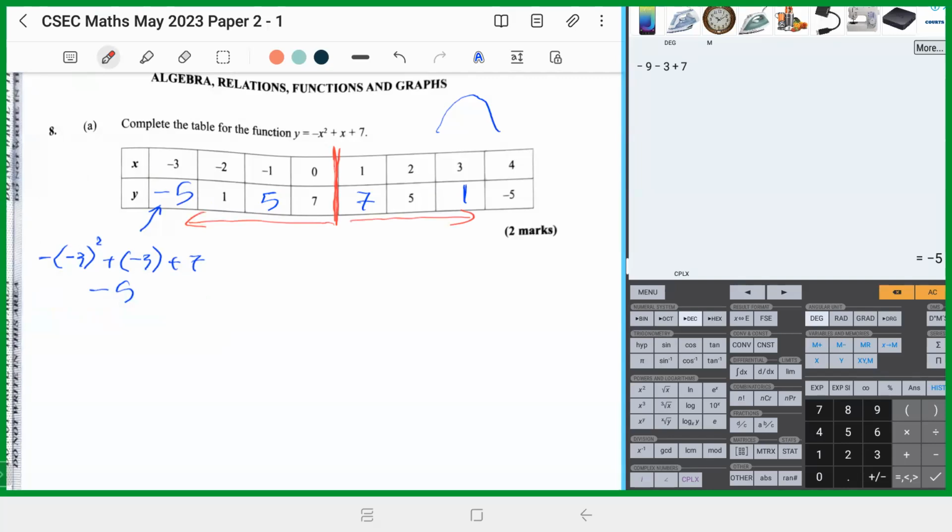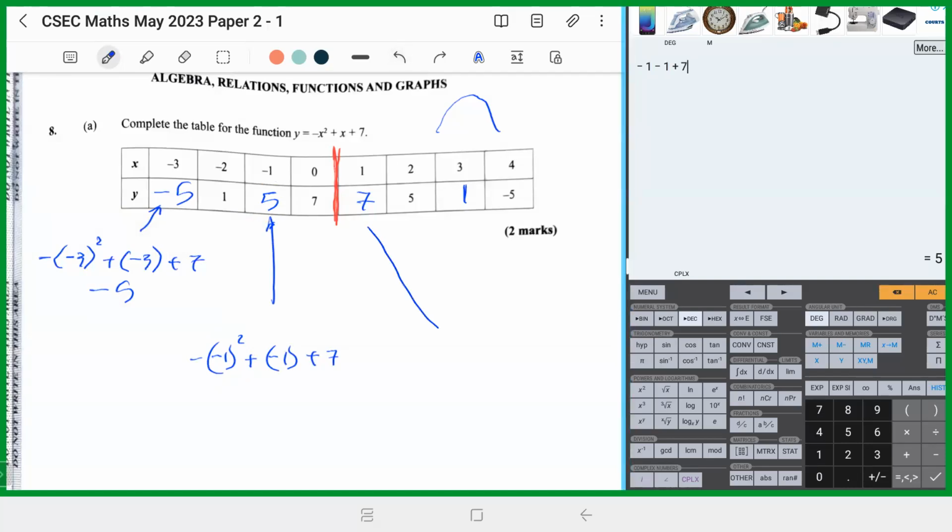So you see, I don't have to calculate everything to understand the symmetric nature of the quadratic function. But you can double check with the calculation if you want. For example, plugging the -1 in here, it will be minus (-1) squared plus -1 plus 7. In the calculator, the (-1) squared becomes 1, so it's minus 1, you're subtracting 1 again, and then you're adding 7. So you get a 5, which is true.